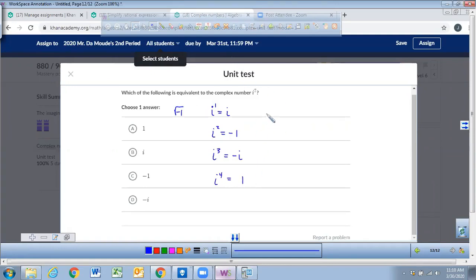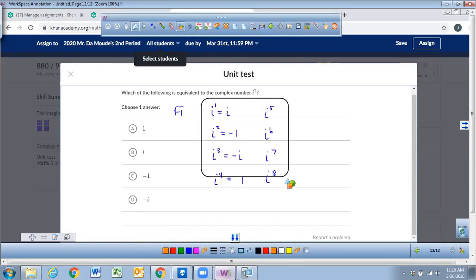Now these should repeat. So like i to the 5th would still be i. i to the 6th would be negative 1. i to the 7th would be negative i. i to the 8th would be 1. Now ours is pretty easy. We're just going to say our answer is going to be negative i because it only says i to the power of 7. So this is a pretty easy pattern to figure out.